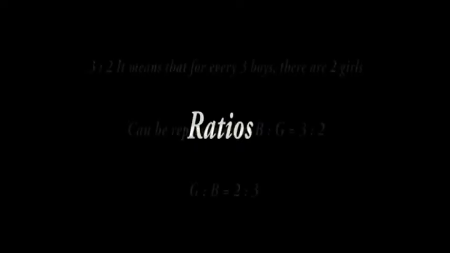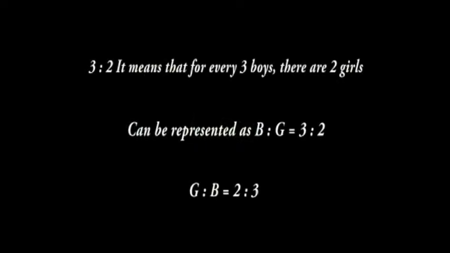Ratios. When we say the ratio of boys to girls in a class is 3:2, it means that for every 3 boys you encounter, there are 2 girls. This can be represented as B to G is equal to 3:2. If you reverse one side of the expression, you must reverse the other. That is, G to B is equal to 2 to 3.